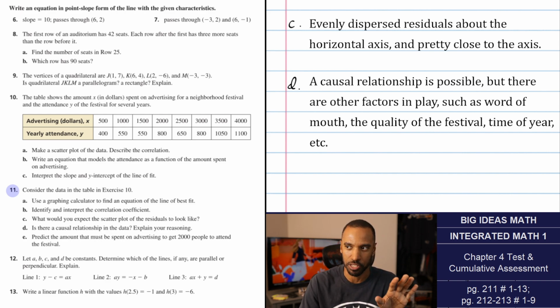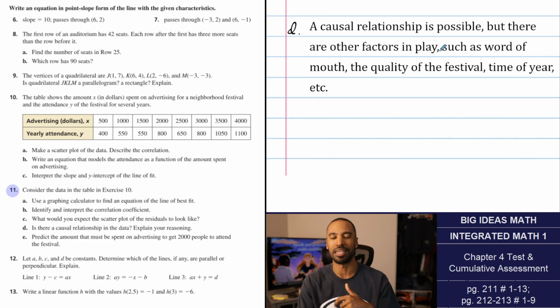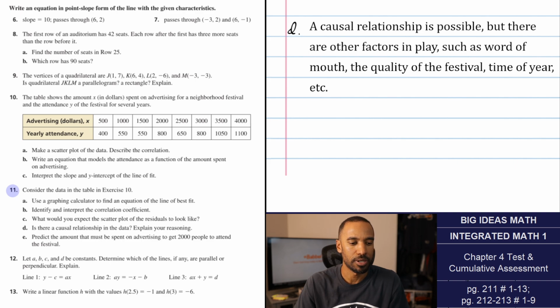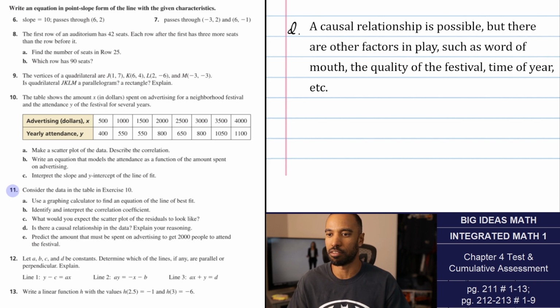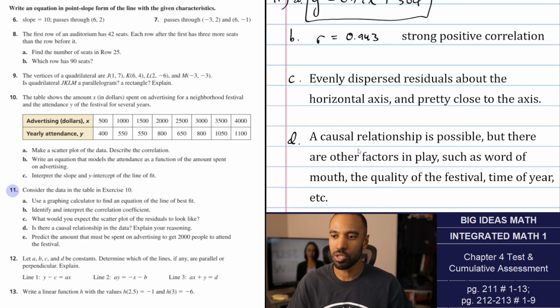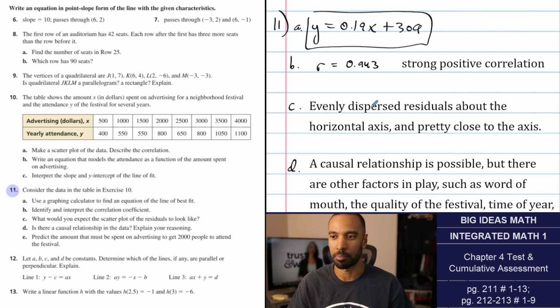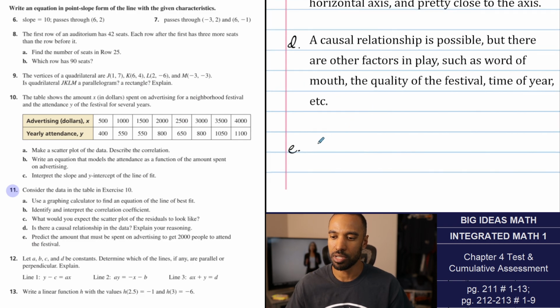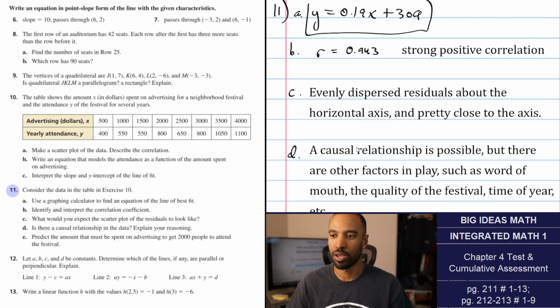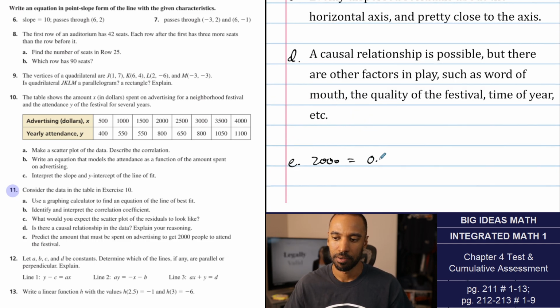Actually, that's still not necessarily causation, but it says how much of the strength is related to that versus something else. Part E says predict the amount that must be spent on advertising to get 2,000 people to attend the festival. So for that one, let's use our rounded values that we had here. Otherwise, I'm going to run into a lot of trouble with it. So 2,000 people to attend would be Y. Let's set 2,000 equal to, this is estimated anyway, 0.19x plus 309.